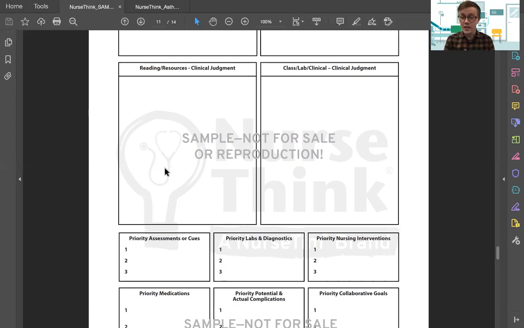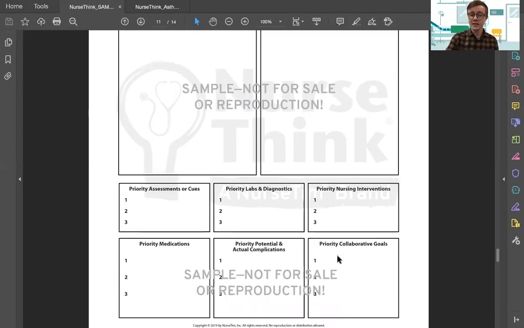All right, taking those priorities down. Moving down to these boxes here, we really want you guys to prioritize top three priority assessments. This is going to help your clinical judgment thinking. This is also going to help you study as if you're sitting next to that patient. So when you're in class, and your professor lists out priority assessments, this is a great time for you to jot some notes down.